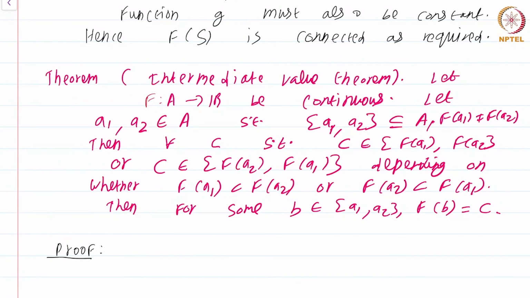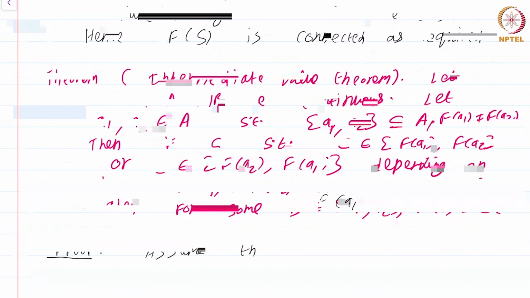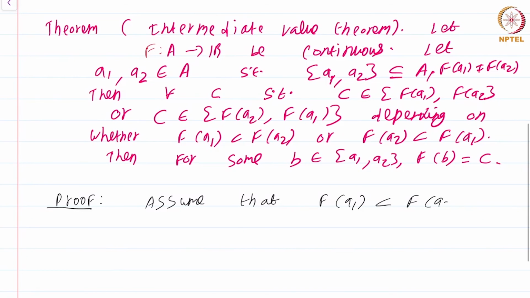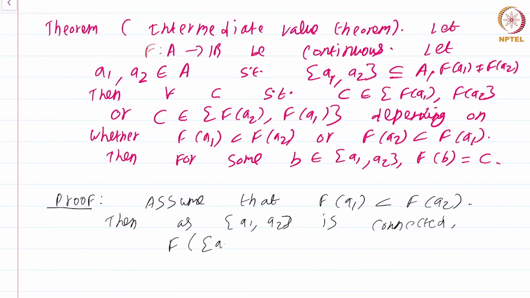Now just assume that f(a1) is less than f(a2). The other case is perfectly the same. Then, as the closed interval [a1, a2] is connected, f of [a1, a2] is also connected. That's just the previous proposition.